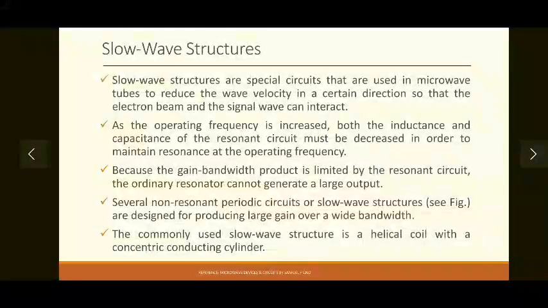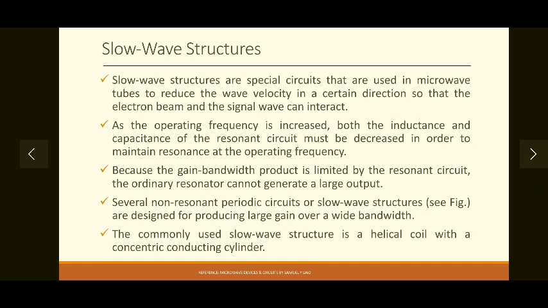One thing that we have discussed is a helical coil, which is called a slow wave structure. Now why is this called a slow wave structure? What is a slow wave structure? The helical coil is not the only one considered a slow wave structure. Slow wave structure is a very broad phenomenon. These are special types of circuits used in microwave tubes to reduce the wave velocity in a certain direction so that the electron beam and the signal can interact.